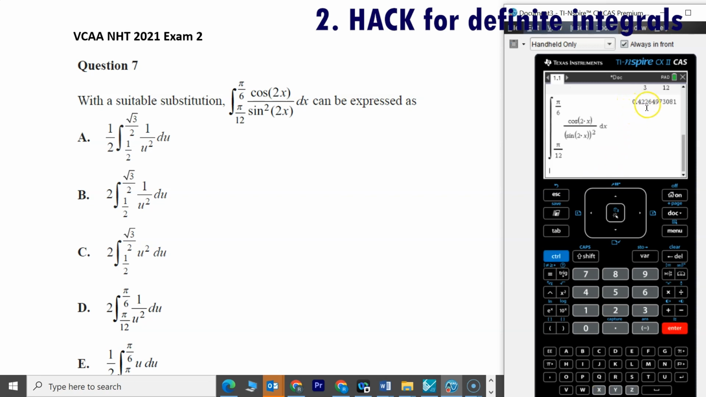So 0.42 something. And then we just need to try each of these. Which ones to try first? If you know anything about u substitutions, you probably know that if we make a substitution, it's likely that the terminals are going to change. My substitution here might be, for example, u equals sine 2x, or maybe u equals sine x. Whatever it is, once we sub in x equals pi on 12, the u value is going to be something different. So I'm probably not going to try those two options. I'm going to try one of these. You can see they're quite similar. This has got a u squared instead of 1 on u squared. So let's just start with option A.